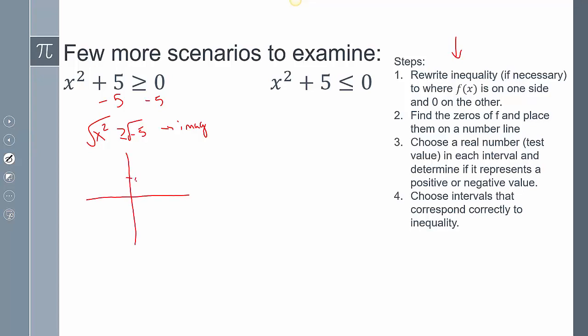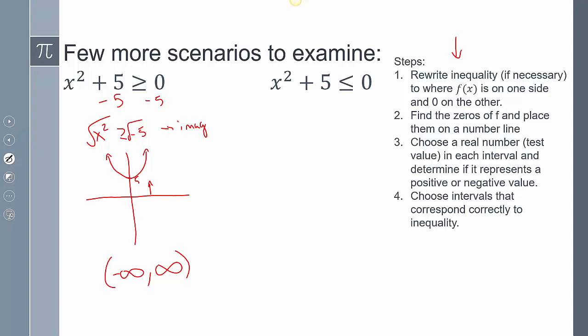If I graph this, say if this is 5, I get a parabola that looks like this. Now it's saying every single value greater than 0. Well, if you notice, every single value that I pick for x is going to be above 0. So that means that my solution is going to be negative infinity to positive infinity.